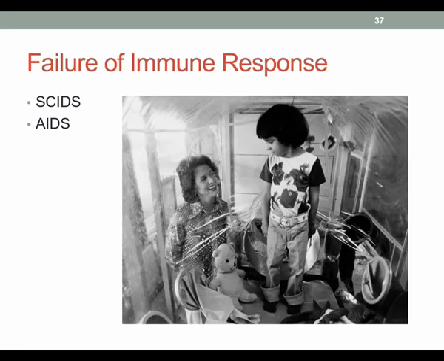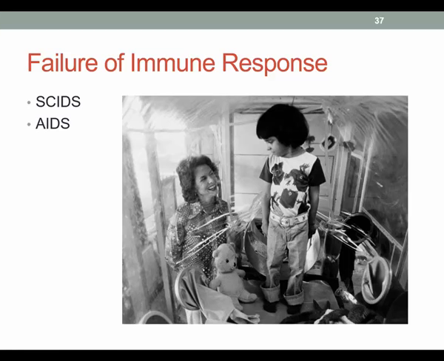The other extreme of an immune problem is not reacting or not being able to. This is a picture of David Vetter, the true original Bubble Boy. He was born in 1971 and he had SCID. He couldn't do the specific immune response. He could have a fever and he could have inflammation and phagocytosis, but he could not do B or T cell mediated immunity. He lived until he was about 12 actually. Now bone marrow transplants can save these children.